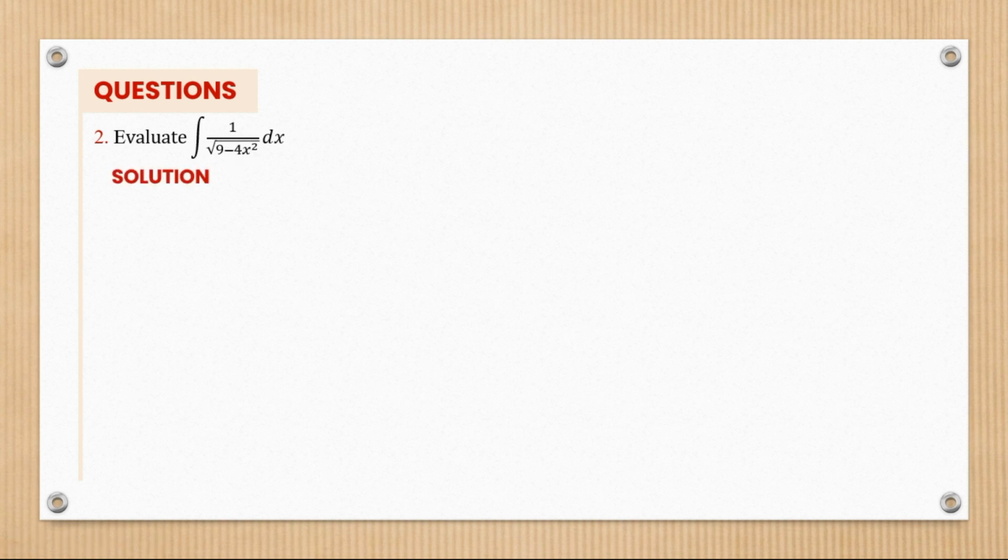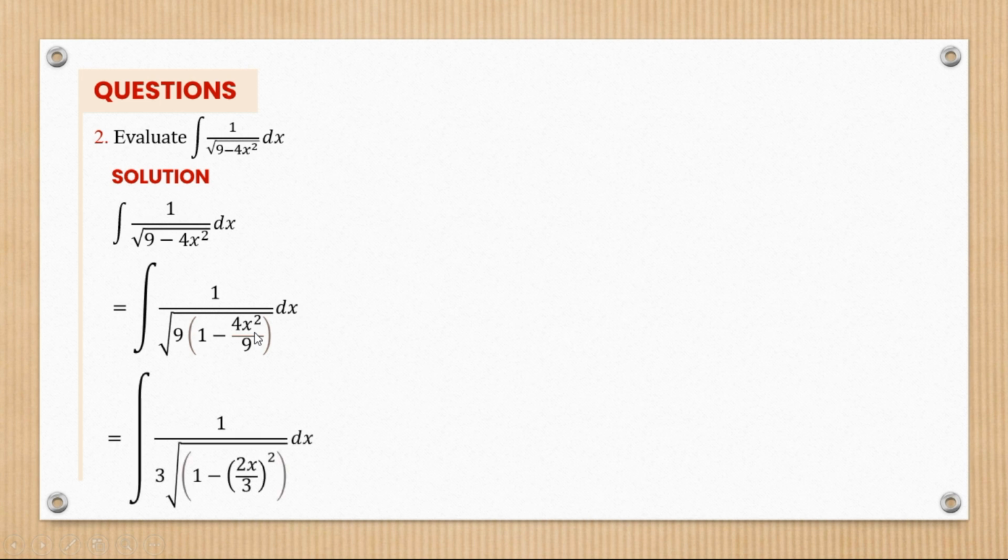So what we're going to do, first of all, is make sure that we have it in terms of 1 minus x squared. Where we have this constant here, we're going to factorize it out. So when you factorize it out, we have 9 into 1 minus 4x squared over 9. Then we can also extract this out of the root, because the square root of 9 is 3. So we extract out that 3 from the root, and then inside we remain with this.